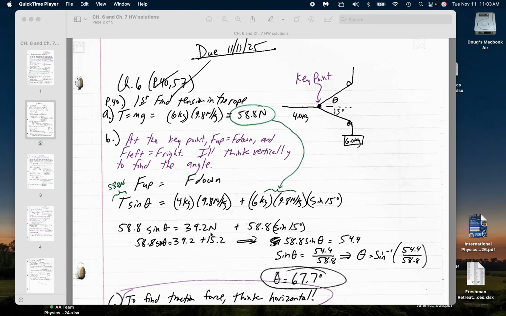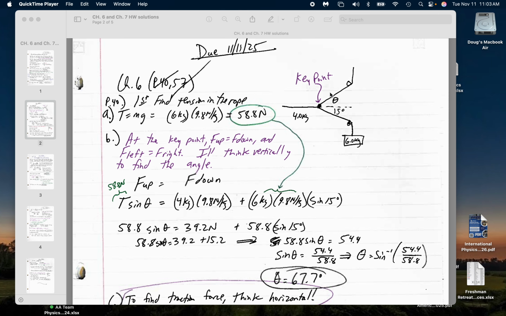Number 40 has this foot and traction, which I decided not to draw. This is a key point. Essentially, it says that the boot here is 6 kilograms, the foot is 4 kilograms, and it's asking what this angle is here so that the foot could be suspended by the ropes.